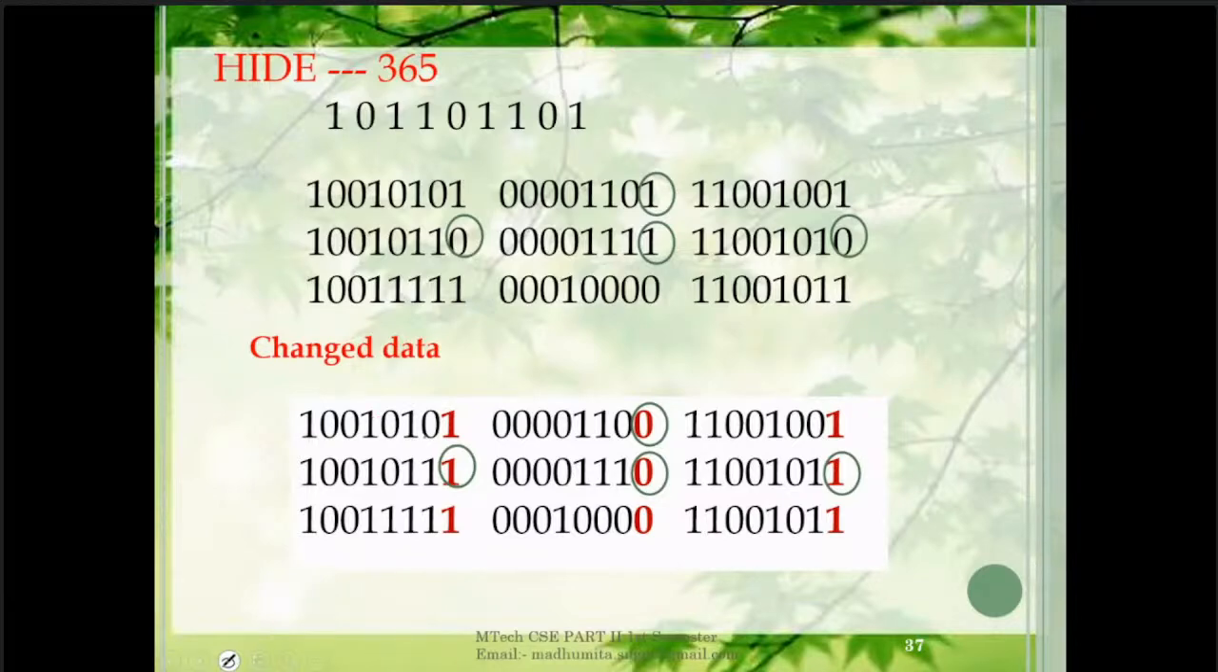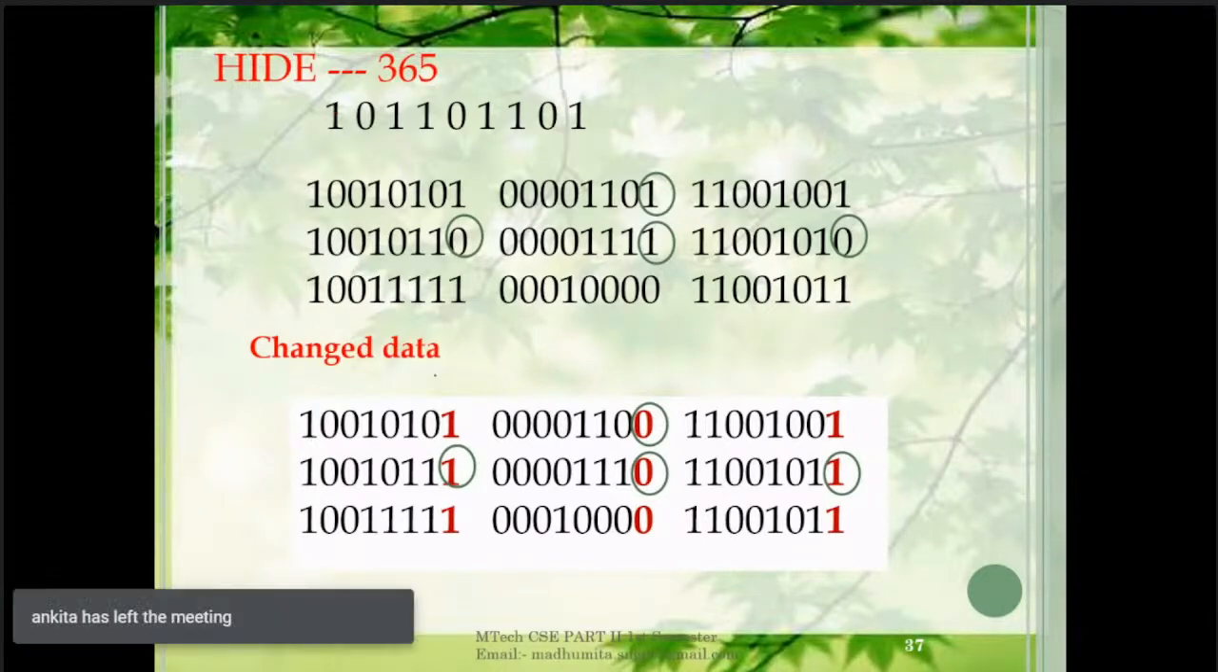But the thing is, sir, are these four changes hiding the whole word 365, or do we have to create many more changes? Definitely, because these are there. You see that I have embedded 1 here. It was 1, but it is 1. But I will consider that this is my embedded bit.